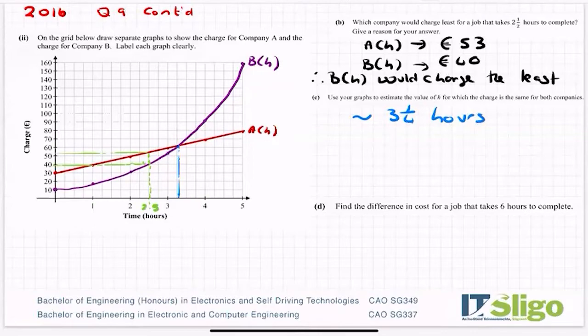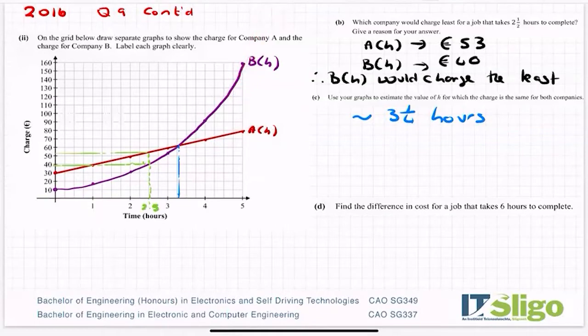Okay, find the difference in cost for a job that takes 6 hours to complete. There's a couple of ways you can do this. It would have been lovely if the graph went out to 6. So you could extend the graph out to 6 and move up; it's going to shoot up. But that's not awfully accurate, because it comes down to how well you can draw that. And while it works well for a line, because you just follow the same line, it's much harder to do it accurately for the exponential because it's harder to get that curve right.